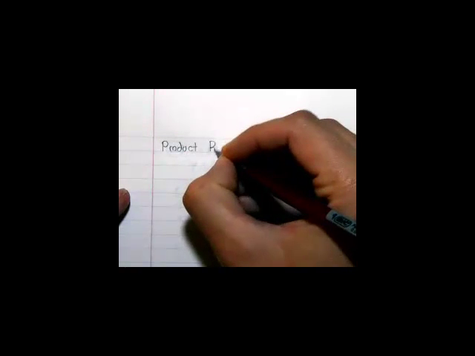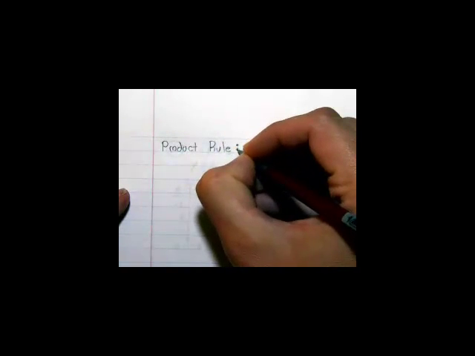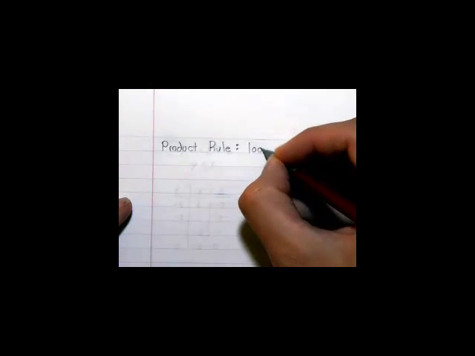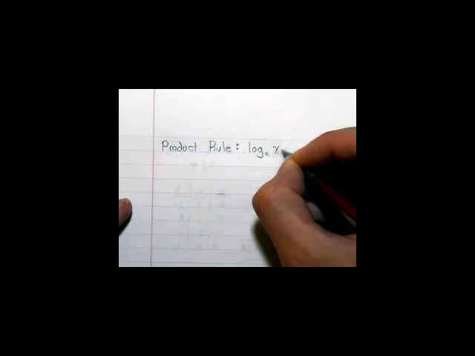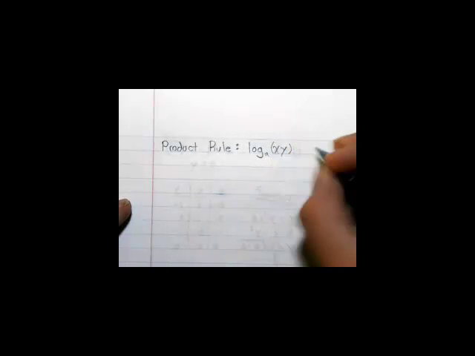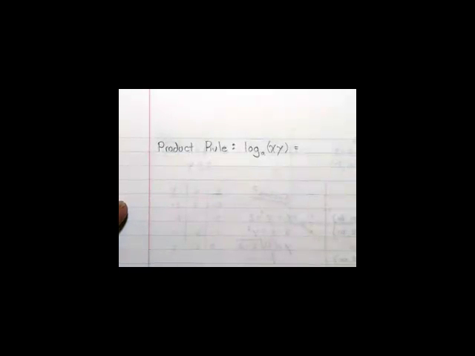First one is the product rule. So with the product rule, if I have the log base a, it's y. Anybody remember what we can do with that then?